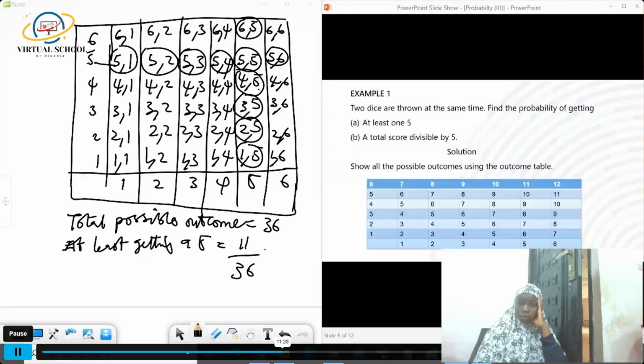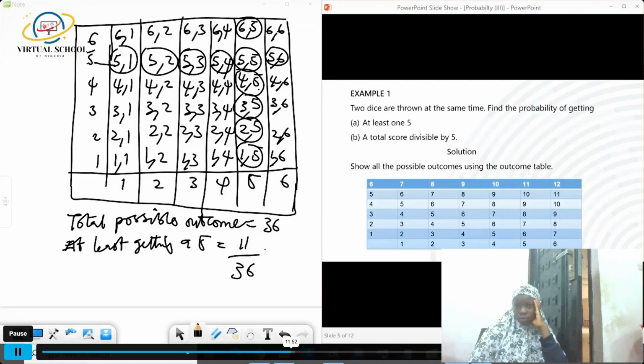Now, the next question says, a total score divisible by 5. A total score divisible by 5. Now, from here, we look for those numbers that 5 can divide when we add everything together. Now, this one gives me 7, 6, 5, 4, 3, 2. Then we are having 8, 7, like that. Now, we pick those points that 5 can divide.